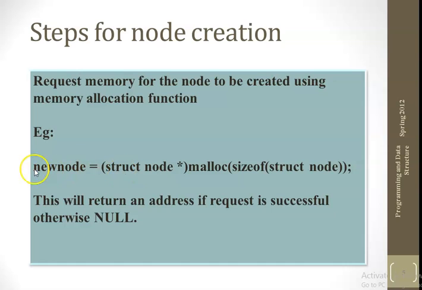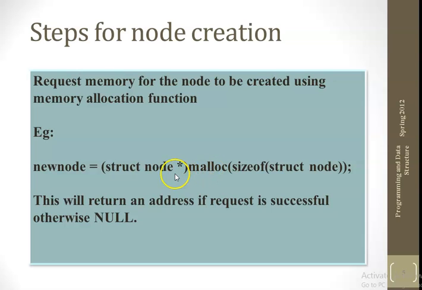So here, new node is a pointer. So it should have an address location, but malloc is returning an integer value. So we have to convert that integer value into address. This is called as typecasting. So when a function returns a value which is not matched with the variable that is being used for accepting this value, we have to typecast or convert that value into a value which is being matched with the variable which is accepting this value.